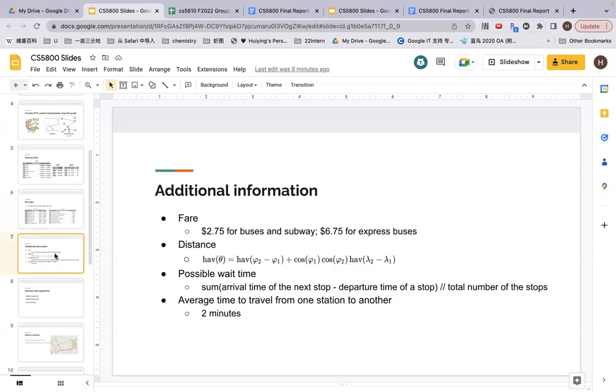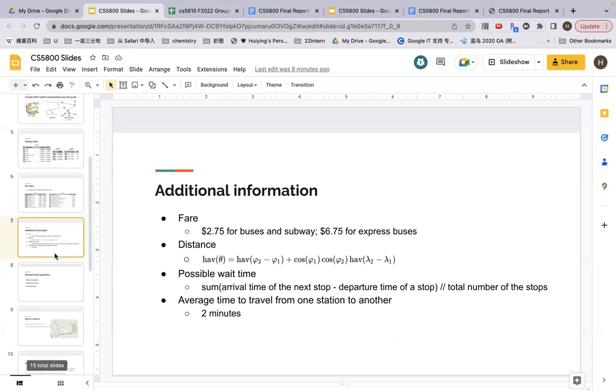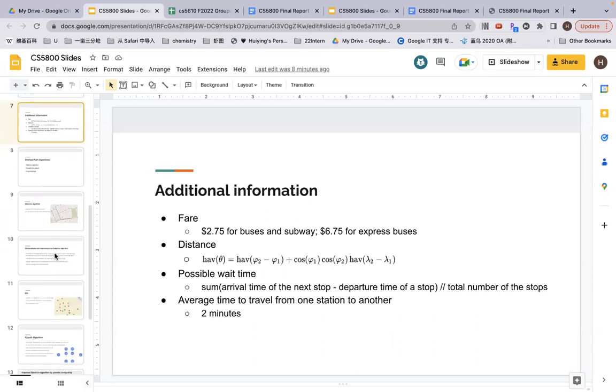There is additional information that we need to take into consideration. The first one is the fare. Fare for subways and all buses except for the express bus is $2.75 per rider, and fare for the express bus is $6.75 per rider. And the second one is the distance. Since we have the geographic coordinates for bus stops and subway stations, we'll be able to use the Haversine formula, which is provided below, to calculate the distance between 2 bus stops or subway stations.